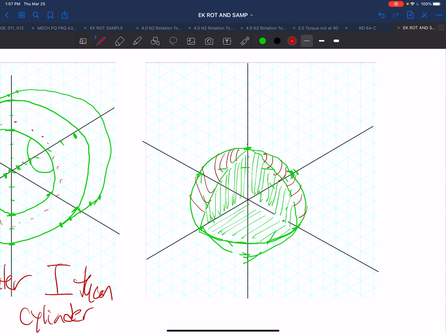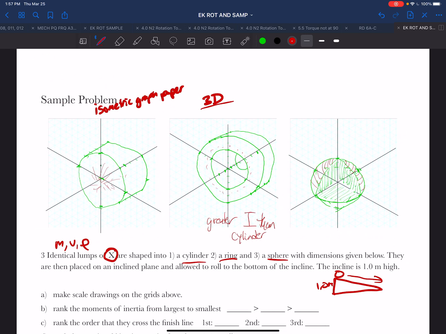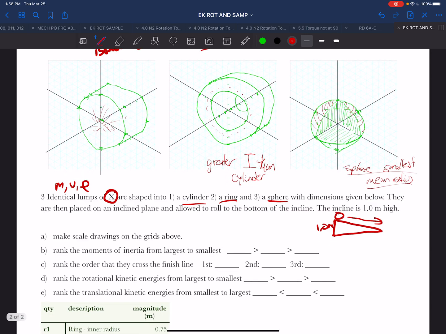So there's like a sphere there. But when we compare these now, it's very easy to see that on average the sphere has the smallest mean radius. So rank the moments of inertia from largest to smallest. Okay, so that's ring, cylinder, and sphere.